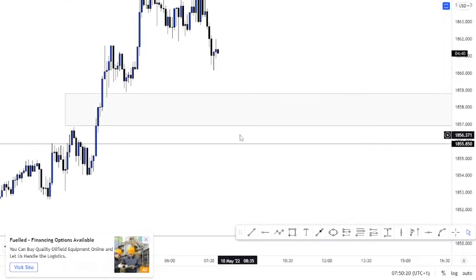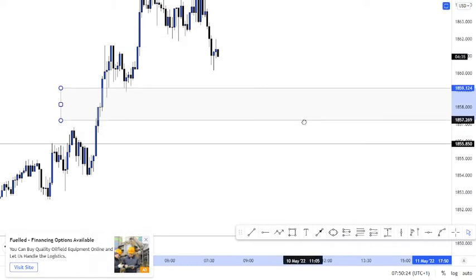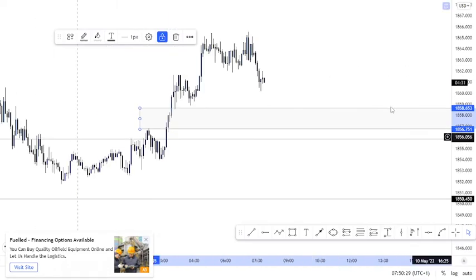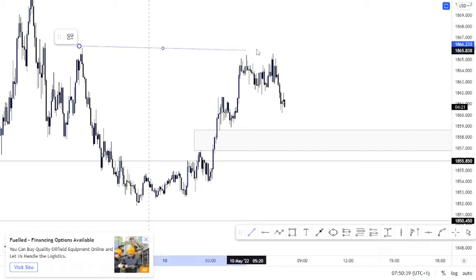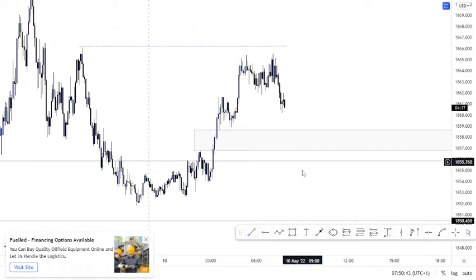So I'll be waiting patiently to see what price does when it comes into this region. If I get a good opportunity to long here, this is where I would want to long gold from. I'll be looking to long gold here, owing to the fact that I have all this liquidity here, which I want to go and take out.